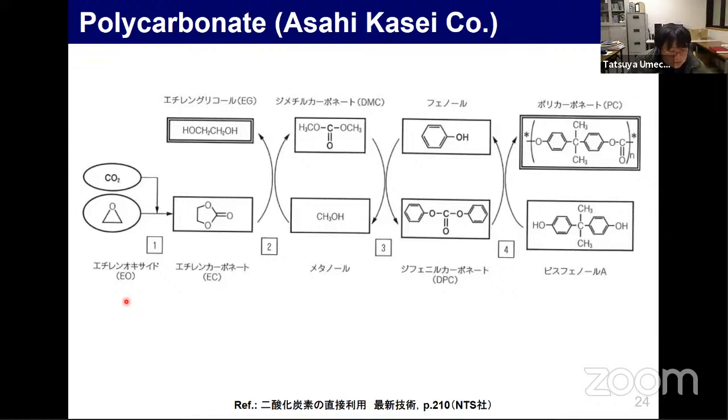For example, diphenyl carbonate, DPC, is made from dimethyl carbonate, DMC, and phenol. Methanol is a byproduct in the reaction of DMC with phenol.